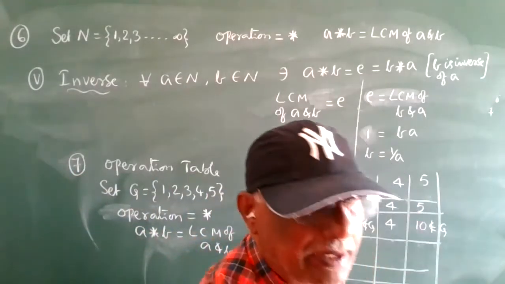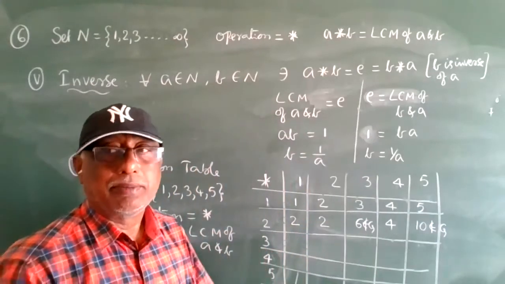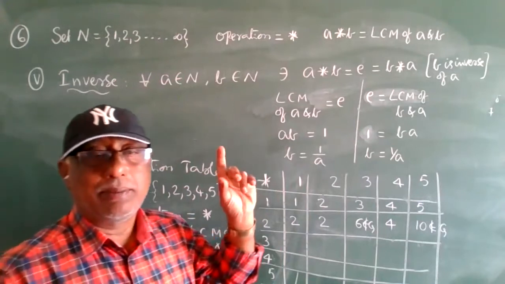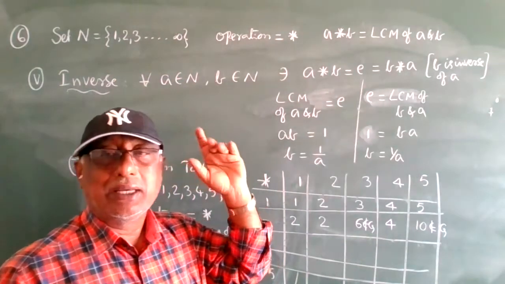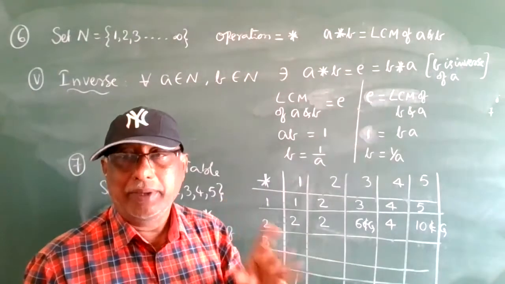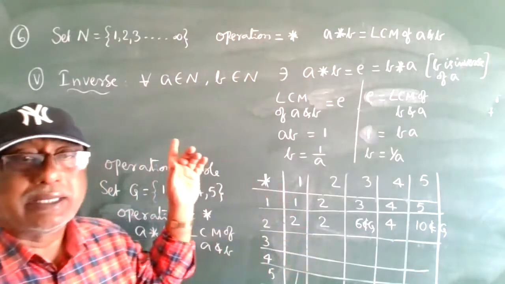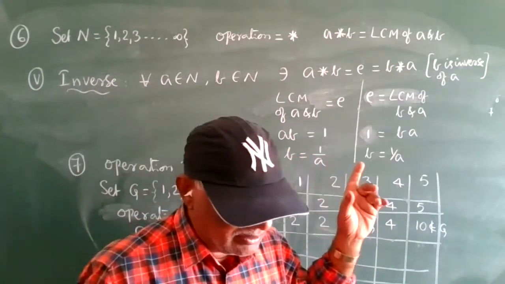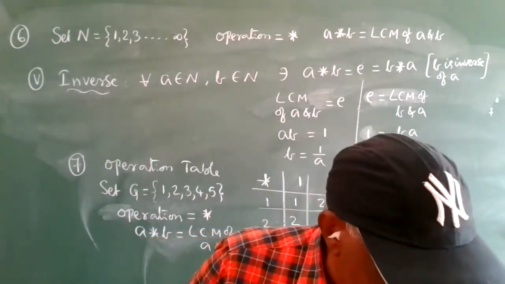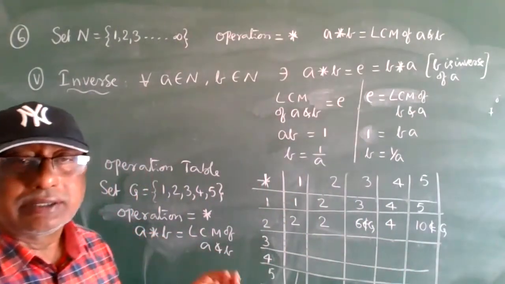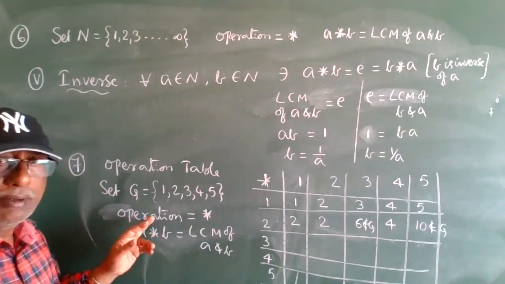Right, everyone see. The sixth problem: the natural numbers 1 to infinity are given, and the operation star is given. A star B is equal to the LCM of A and B. Okay? The inverse is where we are going to find A. The fifth part of the sixth problem is the inverse. Once the inverse is found, the seventh is completed. Seventh problem, same, everyone.